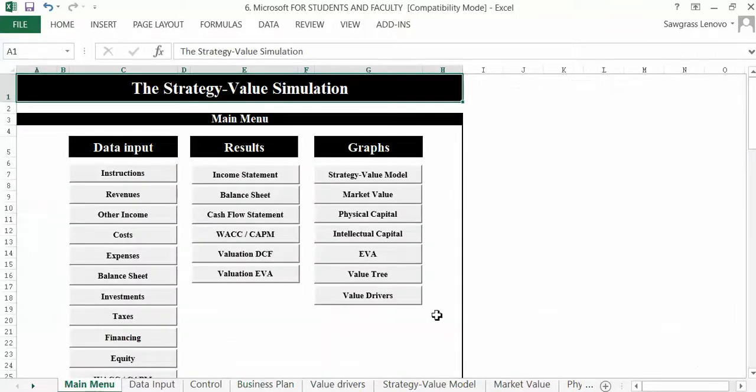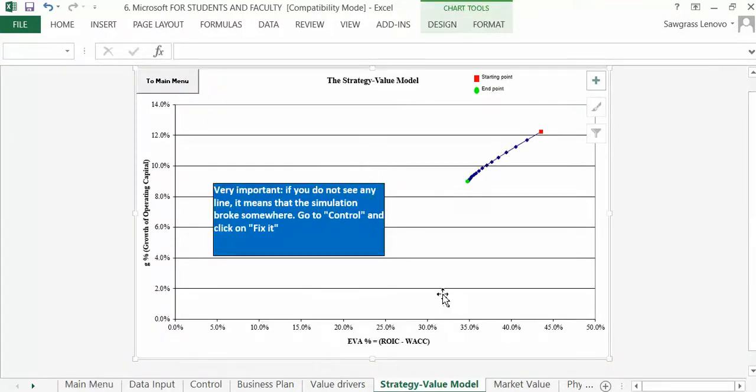The next thing that is interesting for you is all the graphs. The first graph is the graph that we use during the class, where you have the EVA on the horizontal axis, and the growth of sales, or growth of operating capital, on the vertical axis. And here you have the EVA for all the years. It starts in the year 2018, that is the one that I just put, and will end in the next 20 years. So you see how the EVA is going to evolve during the next years.